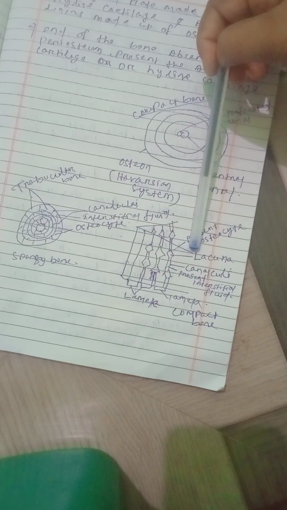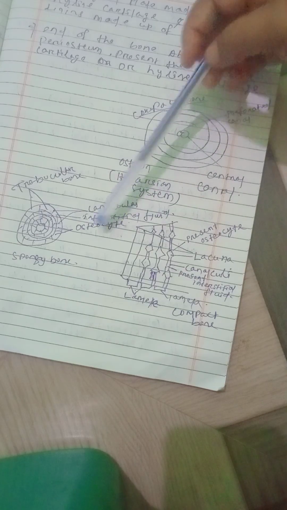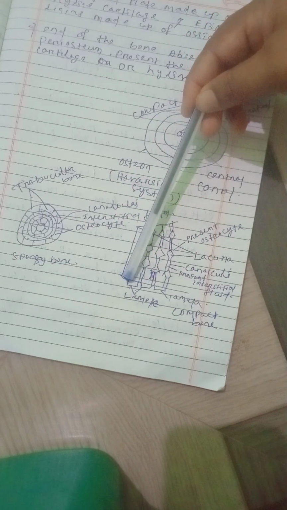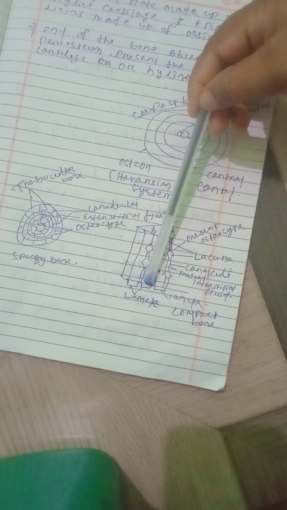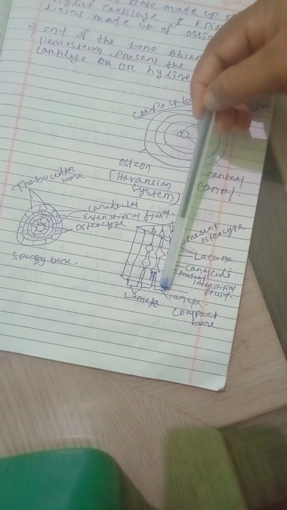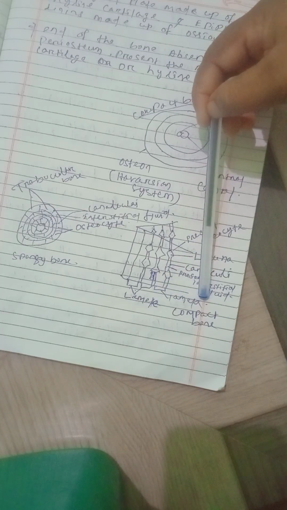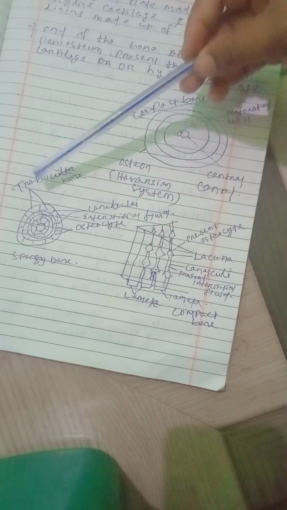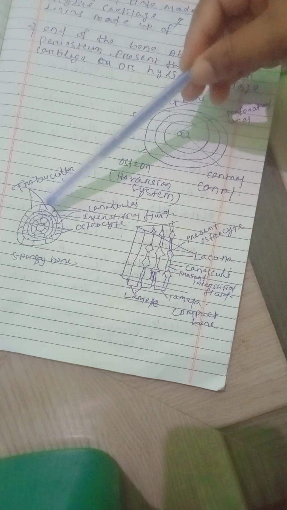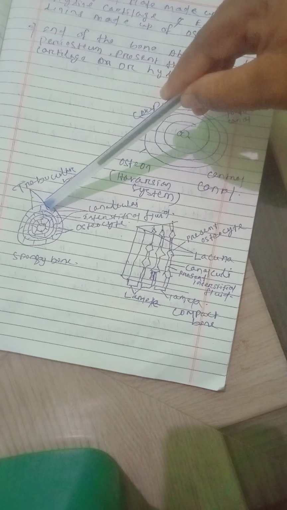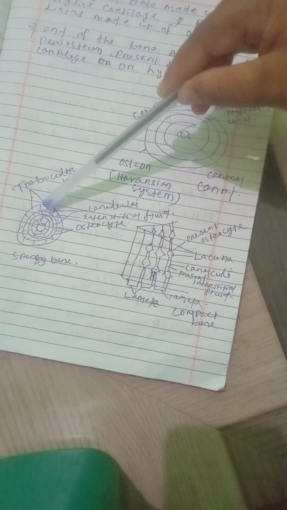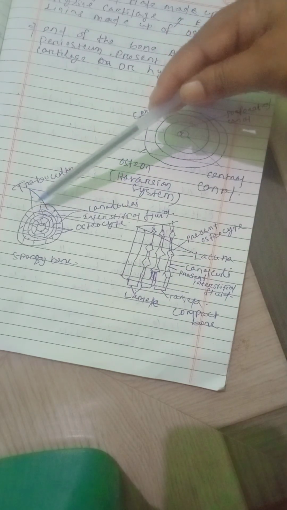This type of structure is called the lamellae. More rings together are called the lamellae, and one ring is called a lamella. And this is the spongy bone, and this cube-like structure is called the trabecular bone.